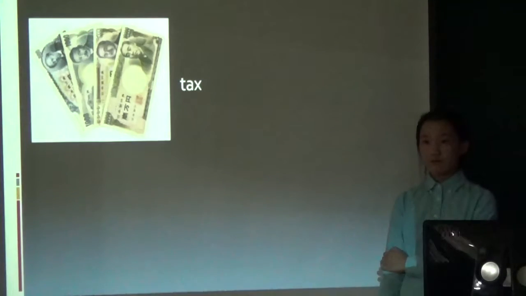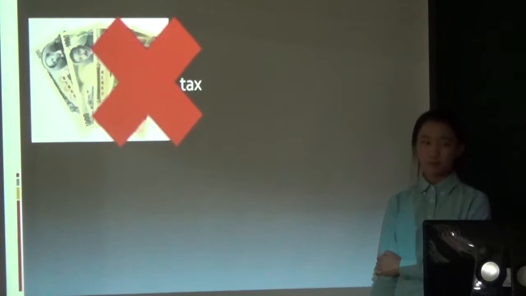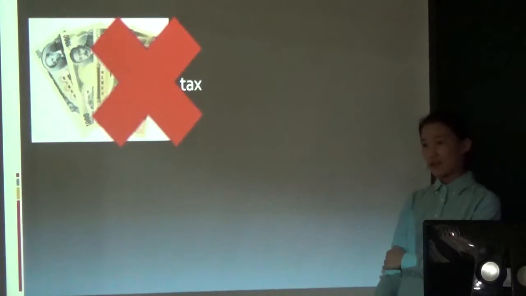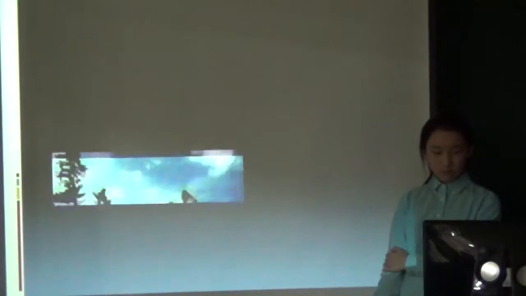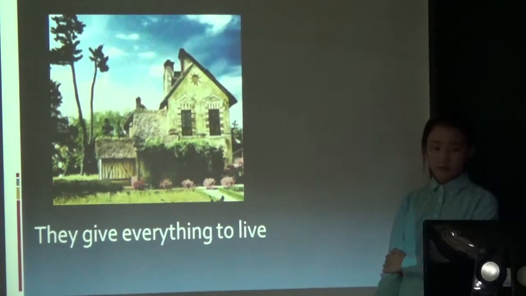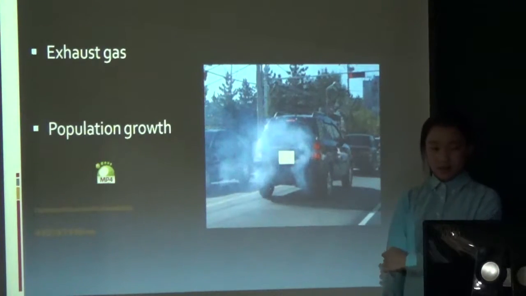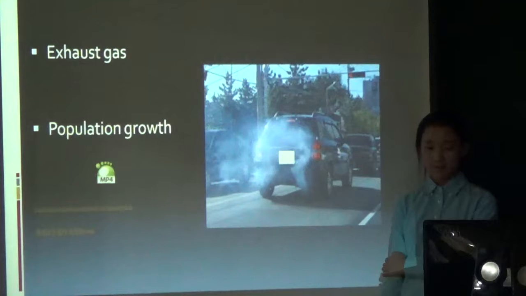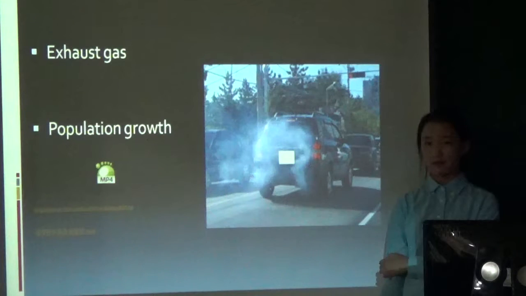Because, for example, the poor people can't pay tax, so we have to help the poor people, and we have to send more tax. And another example, we have to give everything to live, and they have to live on islands because it is harmful to our citizens. And with population growth, exhaust gas is produced, and the population will grow very much.